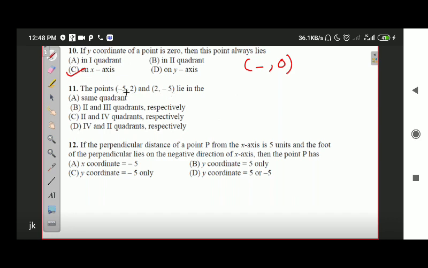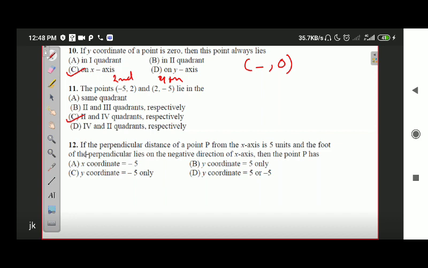The points (-5, 2) and (2, -5) both lie in different quadrants. One of them is second quadrant, and the other is, sorry, fourth quadrant. This is fourth quadrant, this is second quadrant. So second quadrant and fourth quadrant.